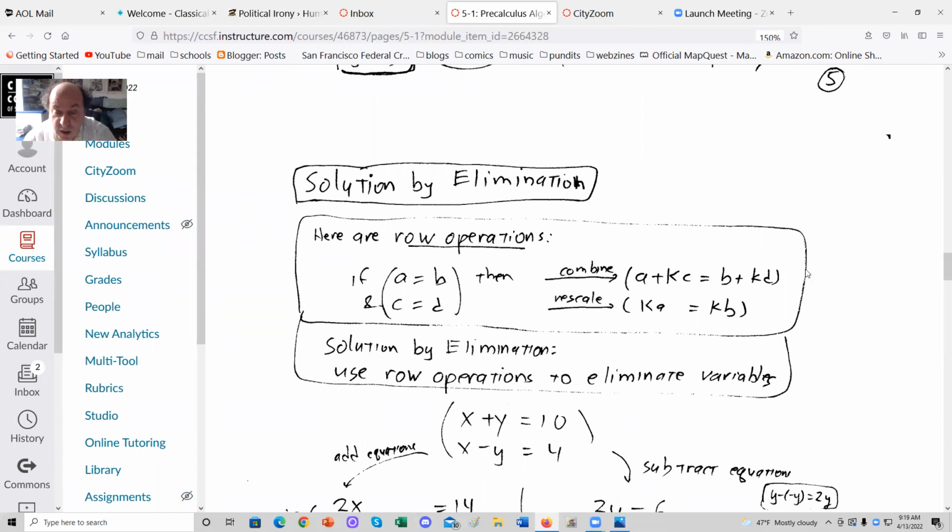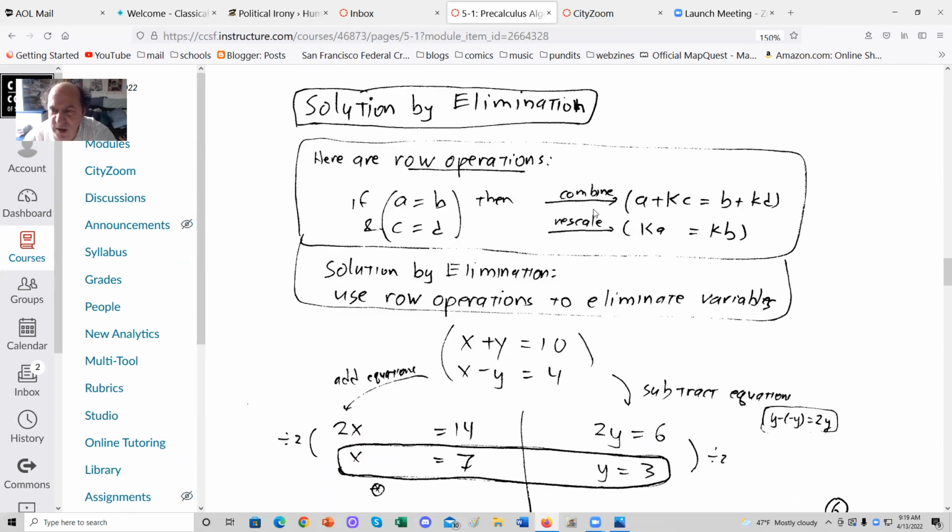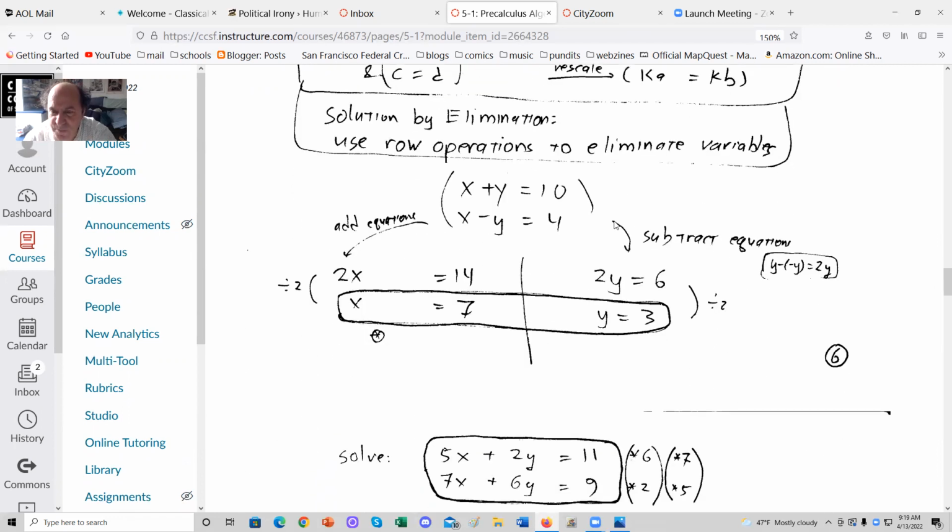Here's how it works. You use row operations to eliminate variables. Here's what I mean by row operations. Given two equations, a equals b and c equals d, one row operation consists of combining them: a plus k times c equals b plus k times d. Rescaling is where you multiply one of the equations, both sides, by k, so ka equals kb. The idea is to use combination and rescaling to eliminate variables.